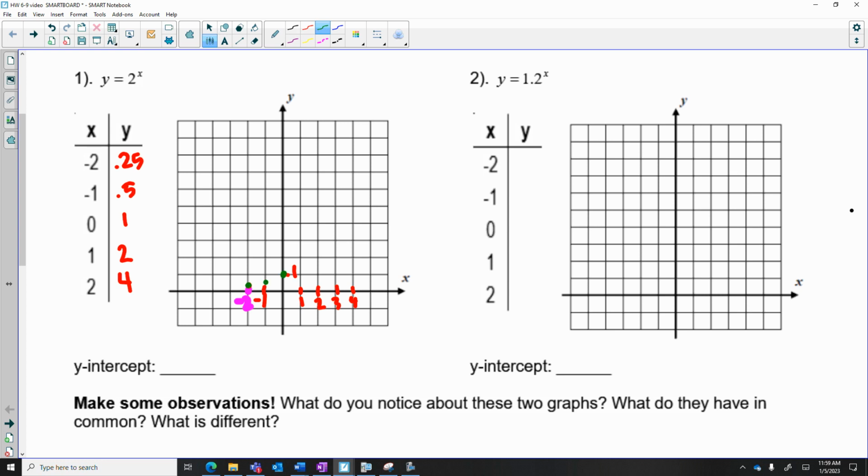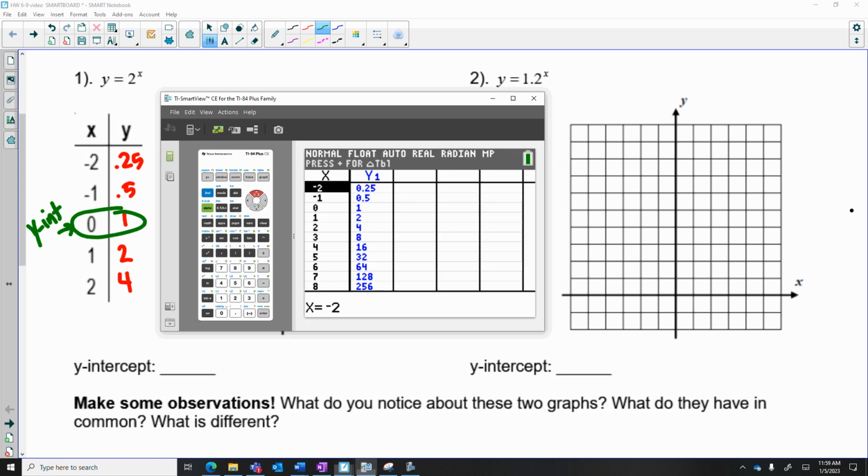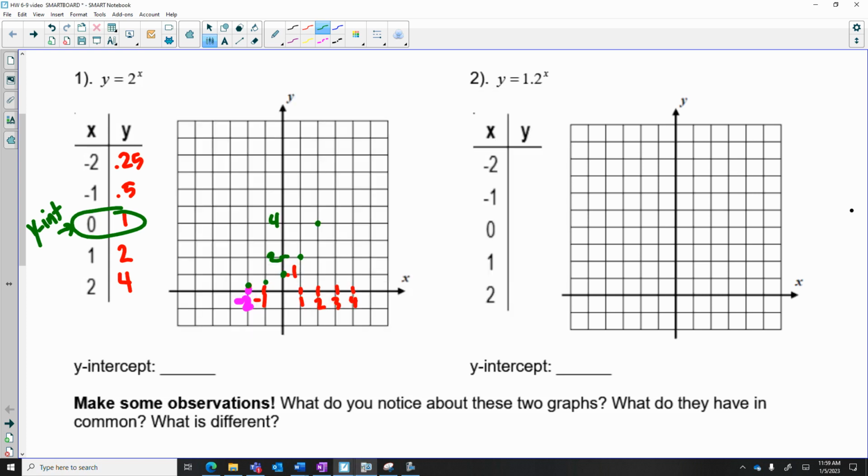0, 1, which is called the y-intercept. Remember, the y-intercept is when x equals 0. And then we have 1, 2. And then we have 2, 4. And we could keep going with this if we wanted to. The next one was 3, 8. But they told us to go from -2 to 2, so we're going to stop.